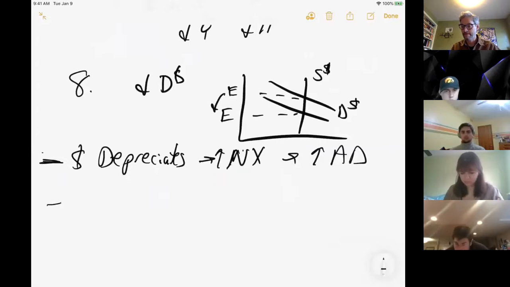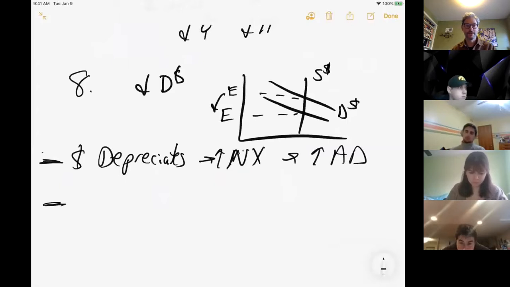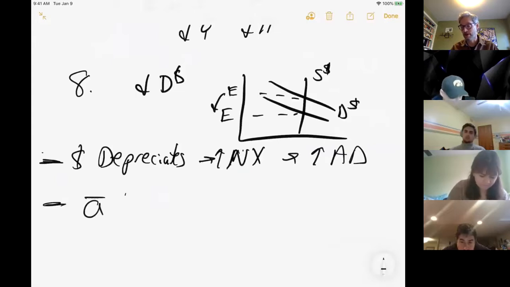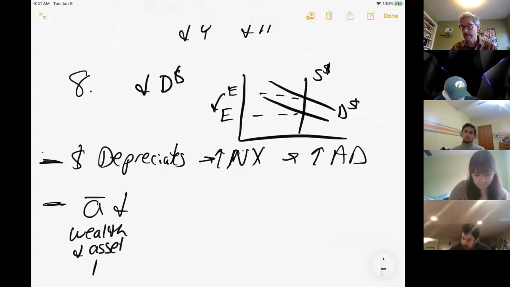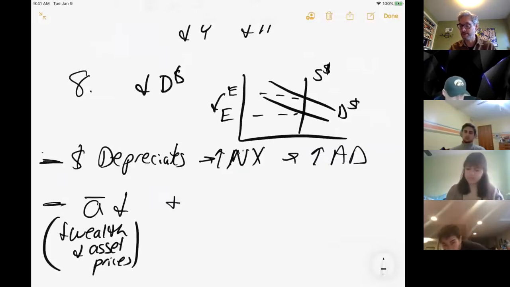But I think, as a few of you noted, that doesn't really make much sense, right? That doesn't make much sense that there's a debt crisis and demand goes up, right? So there's likely other things going on. And most likely, the other thing going on is that there's a fall in A bar, right? Because you're having a debt crisis. And so as asset prices fall, wealth is going to go down.